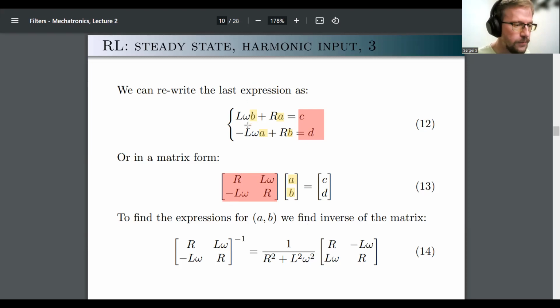Okay. So we invert this matrix, and the inverse of this matrix is quite simple. If you remember how it's done, you have to find the determinant, and then the inverse of the determinant. That's why it is in the denominator, right? Inverse of the determinant.